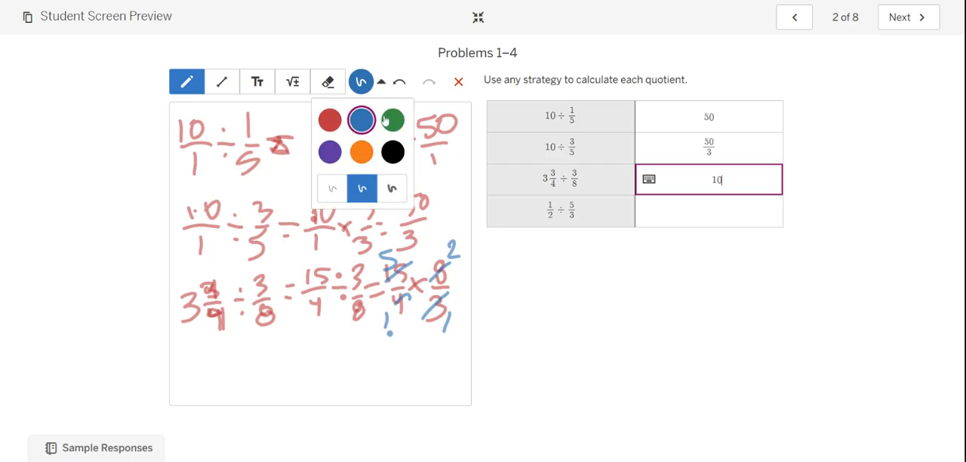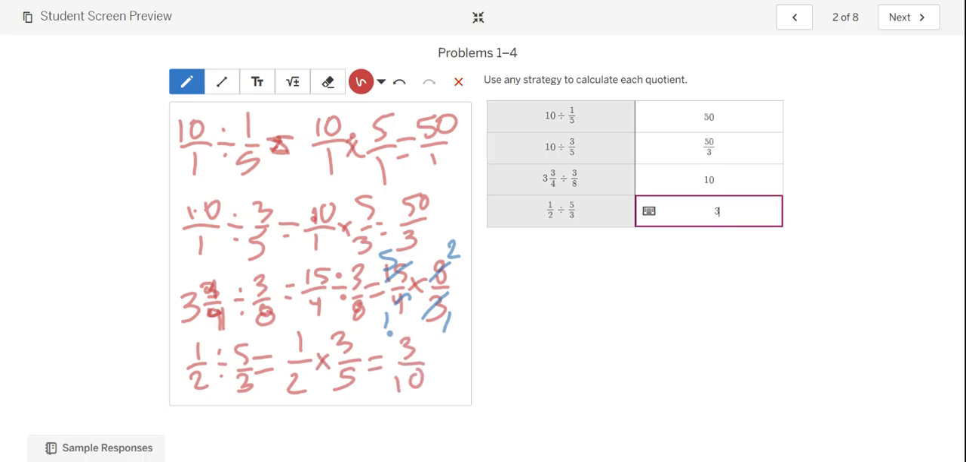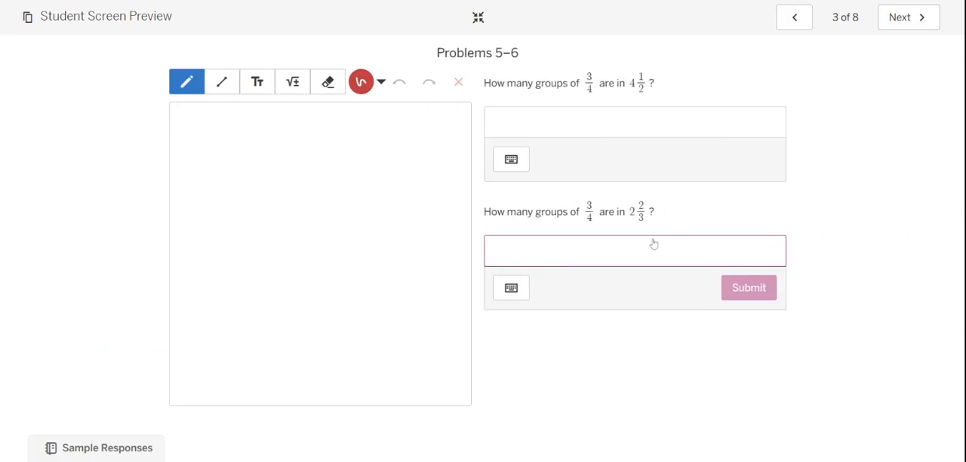1/2 divided by 5/3. I can't do it straight across, so I take a look at the right side, I flip it over, and then I multiply, and I get 3/10. 3/10. Okay, here we go.